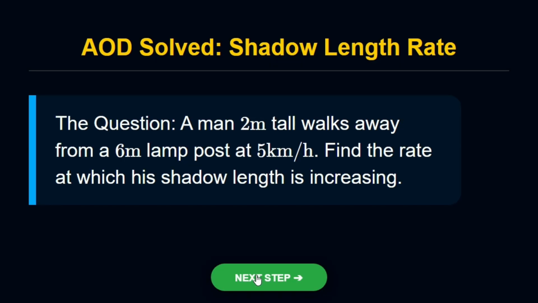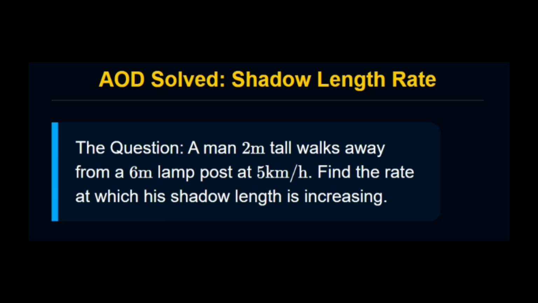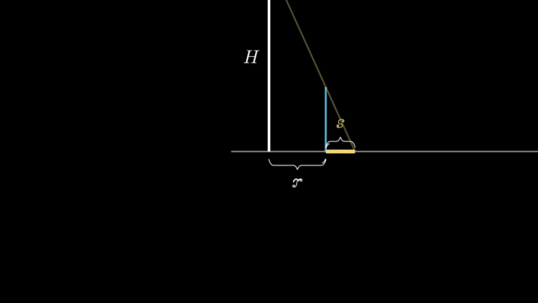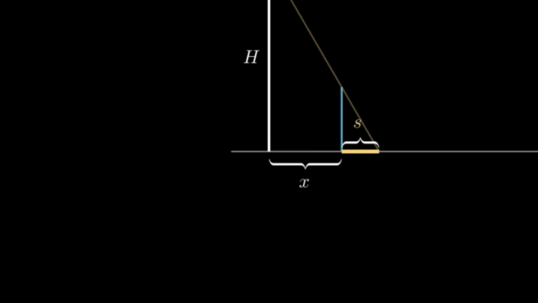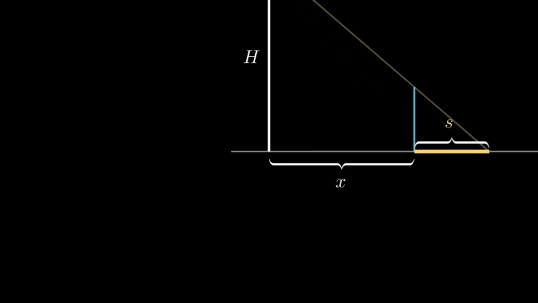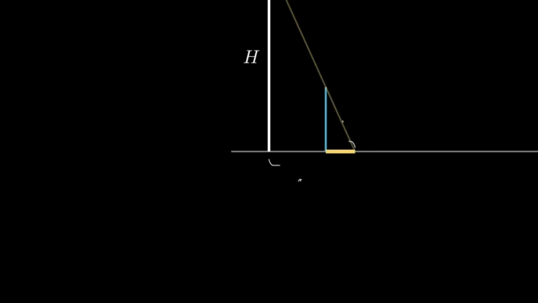The next question. A man 2 meters tall walks away from a 6 meter lamp post at 5 km per hour. Find the rate at which his shadow length is increasing. So let's solve the problem. The diagram is already given to you. Here, clearly understand the two similar triangles formed.